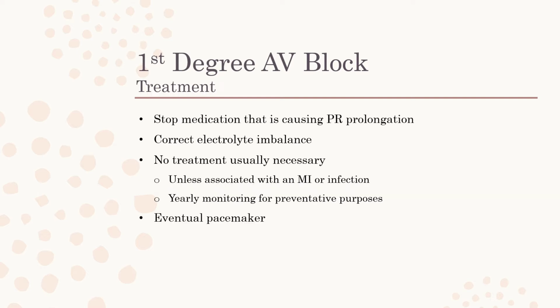So typically there is no treatment usually necessary for this particular block. If we feel like it's medication that's causing the prolongation, then obviously we're going to stop that. We're going to correct the electrolyte imbalance. No treatment usually necessary unless it's associated with an MI or infection, and then yearly monitoring for preventative purposes. They may eventually end up with a pacemaker down the road, but that's when the first-degree AV block progresses to much more serious blocks that we're going to take a look at here in the next few slides.